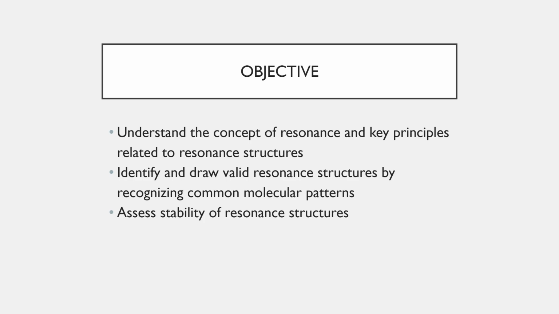Okay, so what's the objective of today's video? Well, I believe there are three main important ideas that are crucial to a lot of the future units in organic chemistry. Number one is to understand the concept of resonance, basically what it is, alongside key principles related to resonance structures. Second is to identify and draw all different valid resonance structures by recognizing common molecular patterns in various molecular compounds. And third is to assess the stability of resonance structures and compare them to one another.